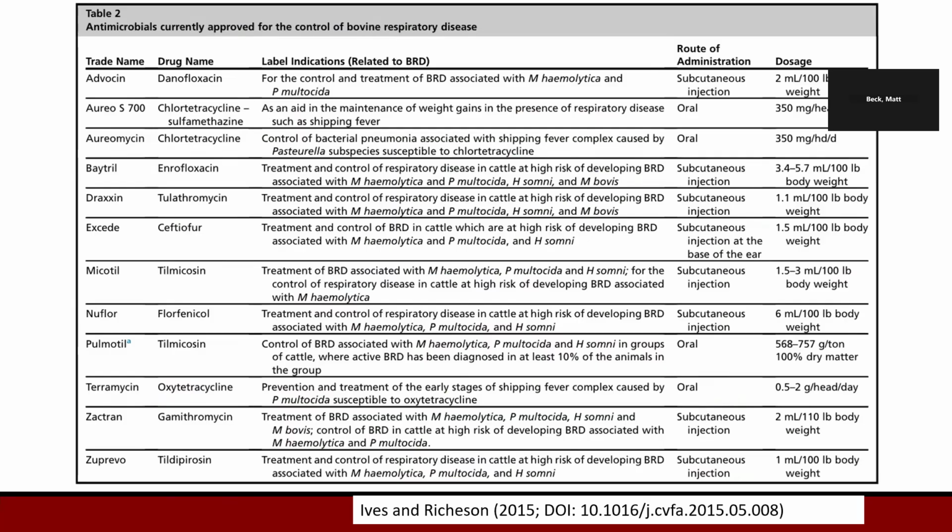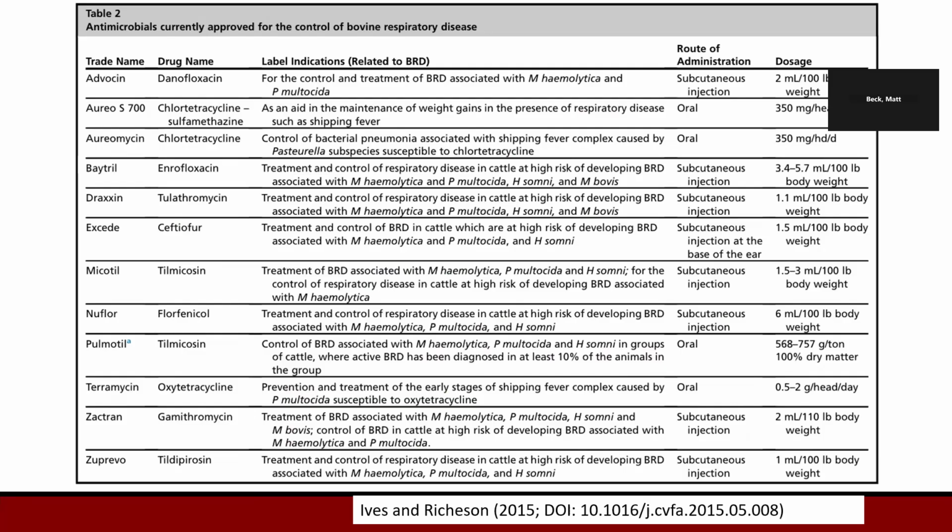All right. These are antimicrobials that are currently approved to control BRD in cattle. I had to move that because I have a table just like this, which is antibiotics that are approved for metaphylaxis. So we've got Advocin, Baytril, Draxxin, Exceed, Micatil, Nuflor, Zactran, Zaprivo. They all have a specific dosage.